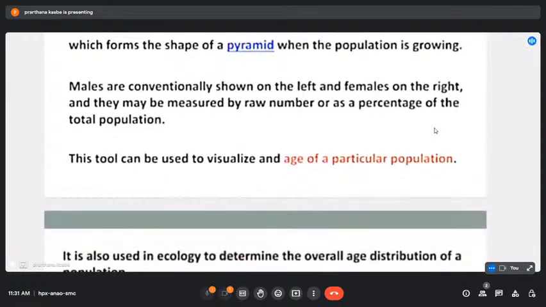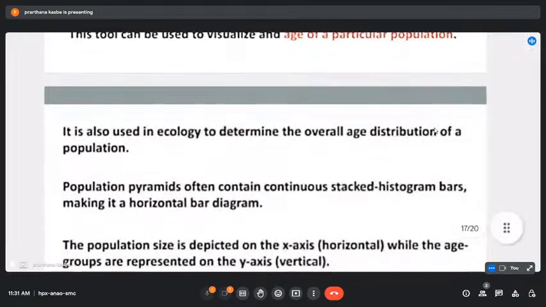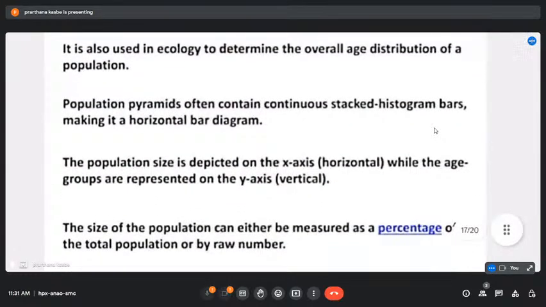This tool can be used to visualize the age of a particular population. It is also used in ecology to determine the overall age distribution of a population. Population pyramids often contain a continuous stacked histogram bar, making it a horizontal bar diagram.